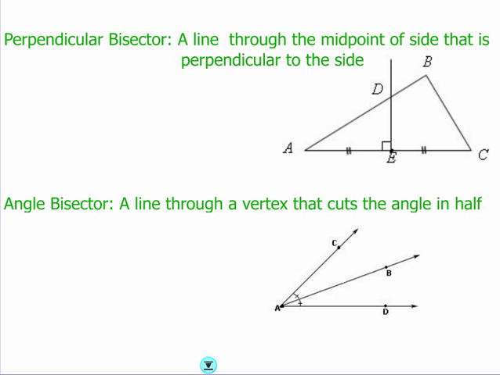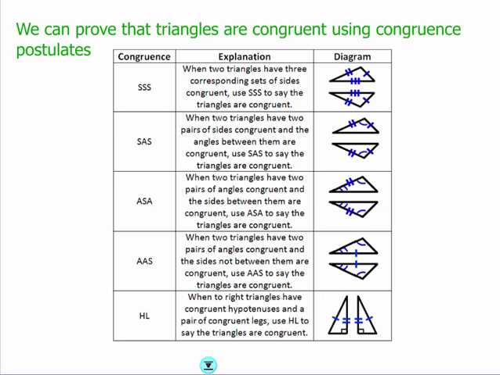And the way that we're going to prove triangles are congruent is through using congruence postulates. Now, hopefully you remember that a postulate is simply a statement that we accept as true. We can't prove it. And there are 5 of them that we're going to discuss. Okay, this is a nice little chart that shows the 5 congruence postulates we'll be using in class. And I'm going to go through them one by one.